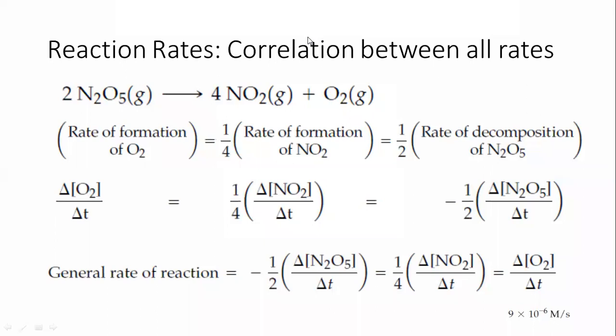Yes, sir. I also think that we should divide 9 × 10^-6 by 4. That gives us the answer. Why divide by 4? Because we have to find the rate of formation of NO2 and we have the total formation of O2, so we can easily divide that.